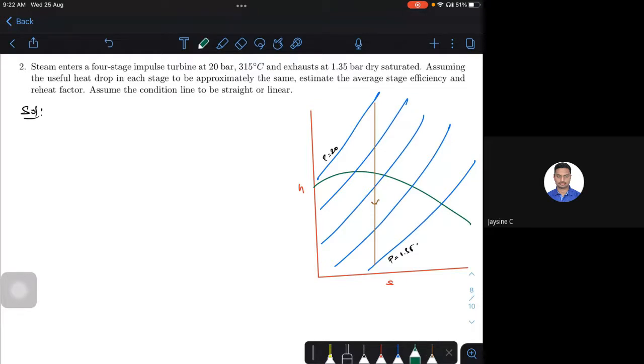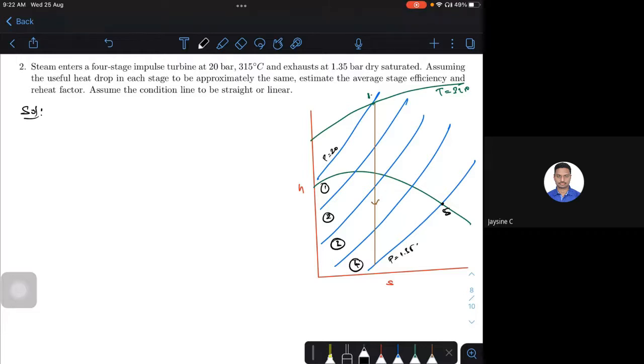That means your constant temperature line, the 315 degree line, is going on. So this is my point 1. It's expanding. So what is it telling? See, at 1.35 bar it is dry. That means at this condition it is dry. So you have stages: first stage, second stage, third stage, and fourth stage.